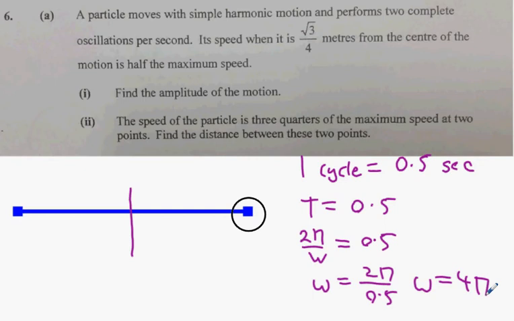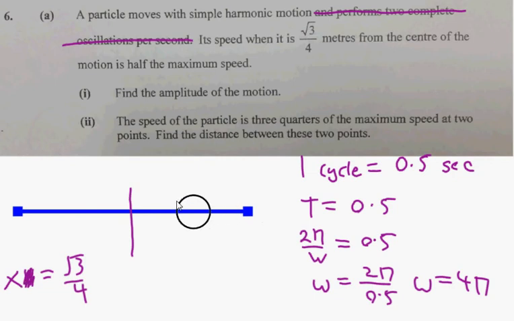Okay. Now that's done. You've used that part of the information anyway, so that's pretty much gone. No worries about that. Its speed is half of Vmax when it is root 3 over 4 meters from the center. Oh, sorry, x. So when it's a positive displacement of root 3 over 4 away, its speed is half of Vmax, half of its maximum speed.